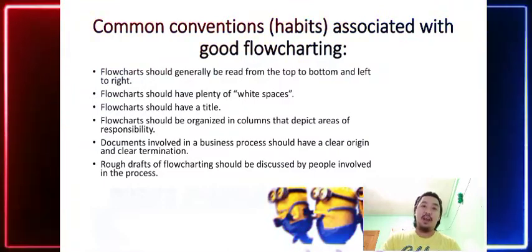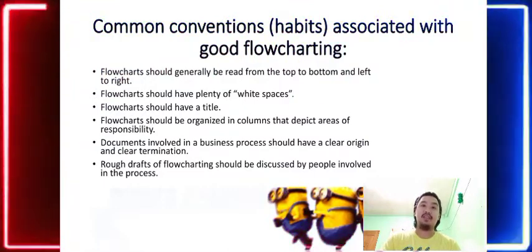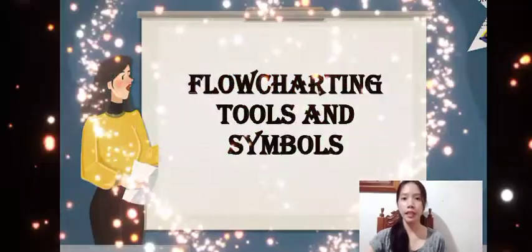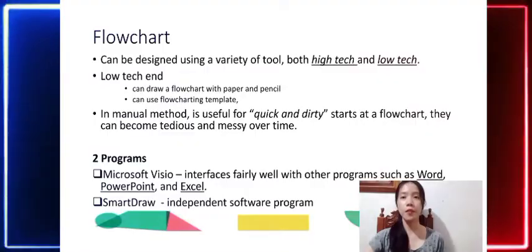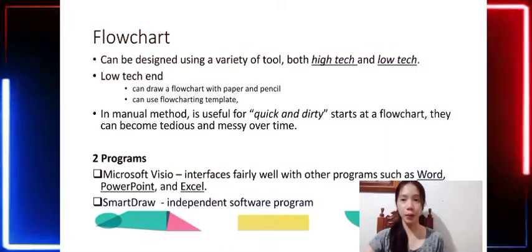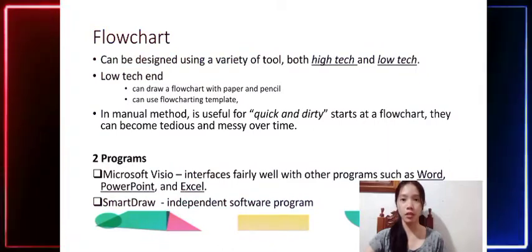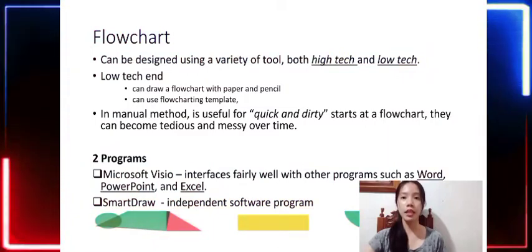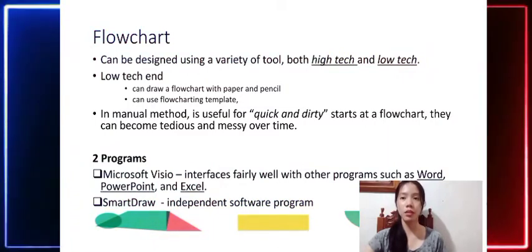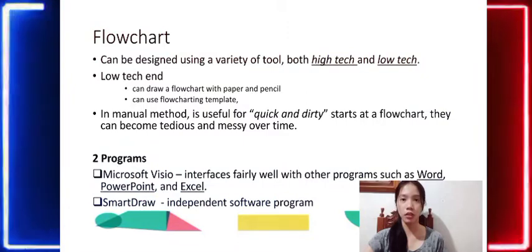So that's all about the flow chart types and conventions. The next topic is flow charting tools and symbols. When we say flow chart, it is a type of diagram that represents a workflow or process using connecting lines and a set of conventional symbols. When we say conventional symbols, it's a symbol that has a widely accepted interpretation.